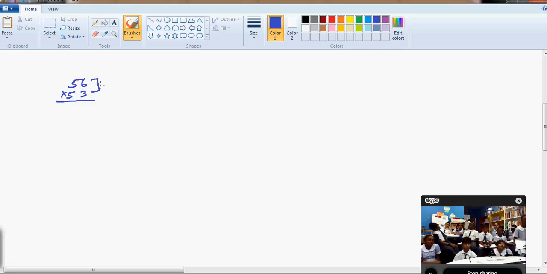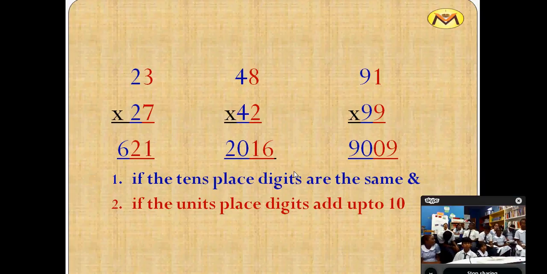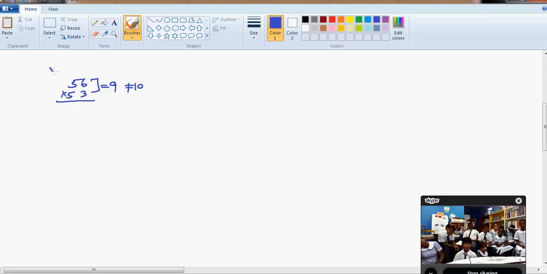Because the units don't add up to 10. 6 plus 3 is 9. It is not equal to 10. And our second condition was the units place digits should also add up to 10. So this does not qualify for this fast technique. Okay, that's a very good observation. What about 45 times 45? Does it qualify for this technique? Okay. What about 83 times 97?